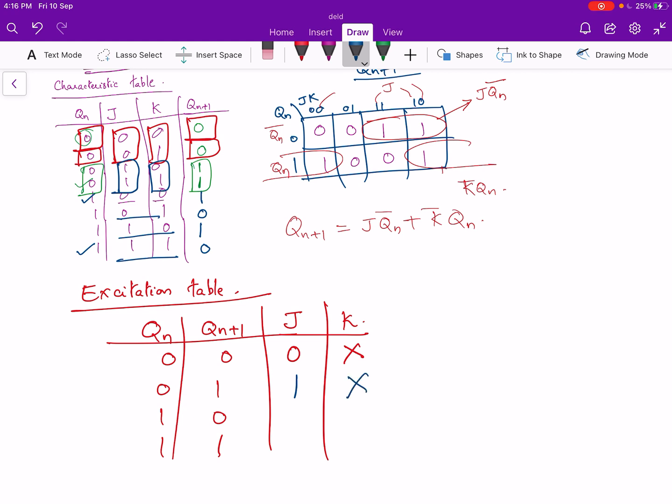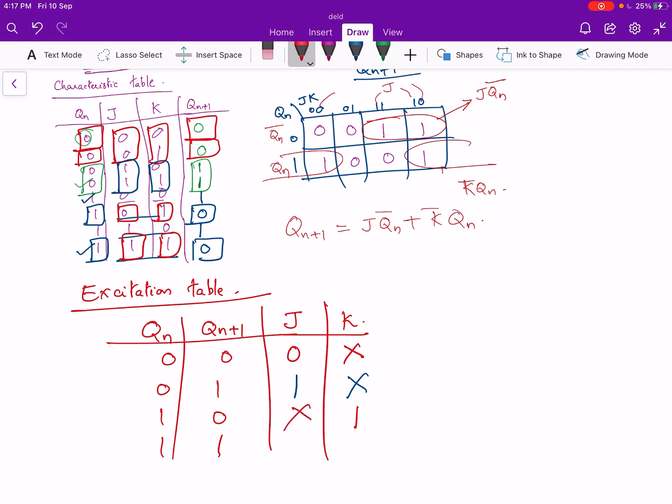Now we'll take the next case, that is 10. So this is 10, Qn is 1 and Qn plus 1 is 0. This is also 10. So for this case, if we check, we can see that J is 0 for one case and 1 for the other case, but K is 1 for both cases. So we can write K as 1, J is 0 for one case and 1 for the second case. So we can write J as don't care.